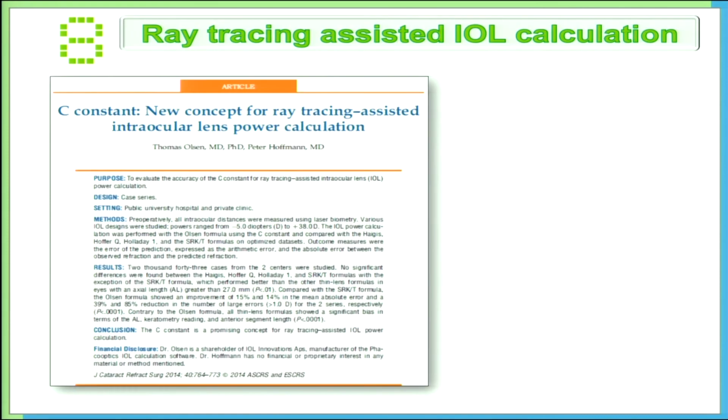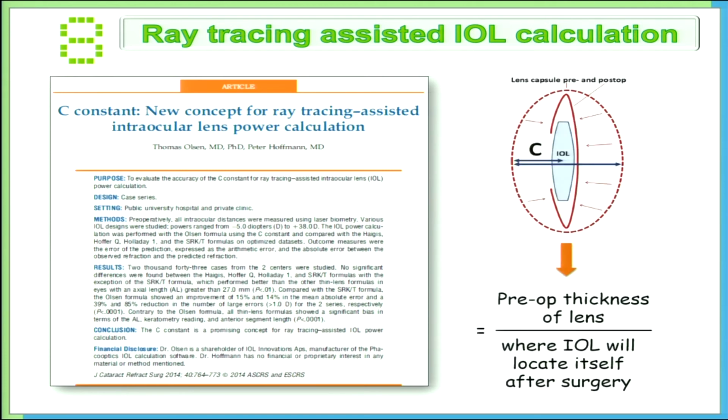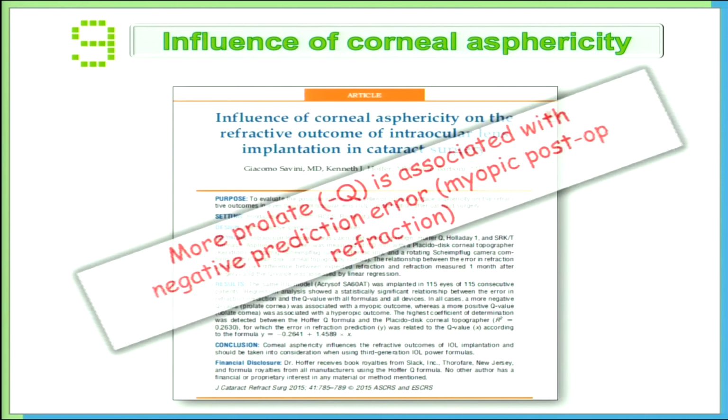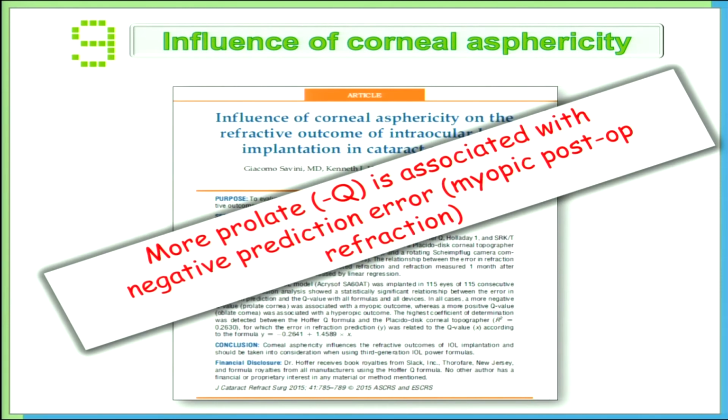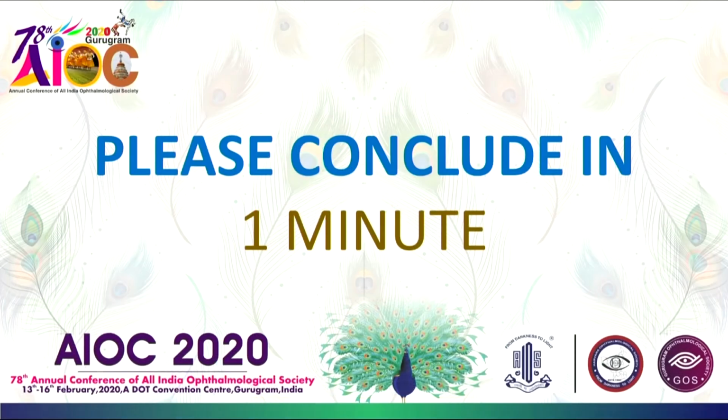Here are some newer concepts like ray tracing, where we use the pre-op IOL position and the dimension of the crystalline lens to predict the post-op ELP. It is very helpful in calculating IOL power using ray tracing technology. Also, another concept is corneal asphericity, which should be taken into consideration before implanting an IOL. The more prolate, that is, the more negative the Q value, there will be a negative prediction error while calculating the IOL. So there will be a myopic post-op refraction if you operate on such cases with high corneal asphericity.